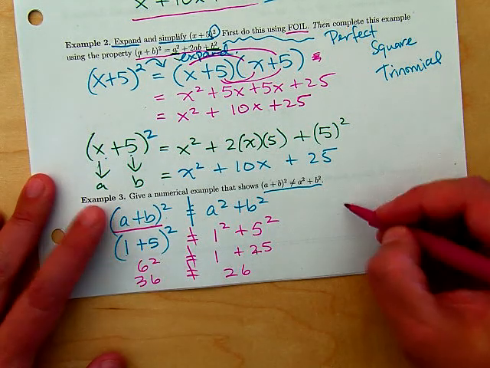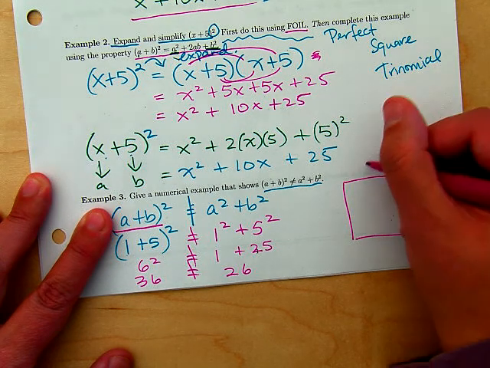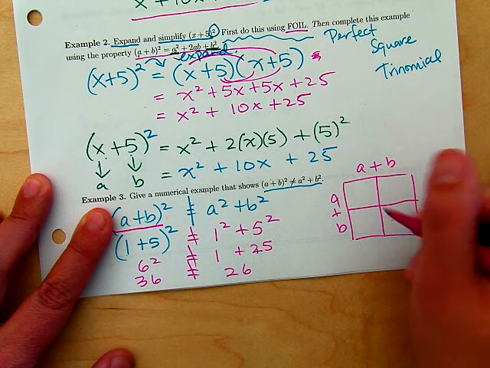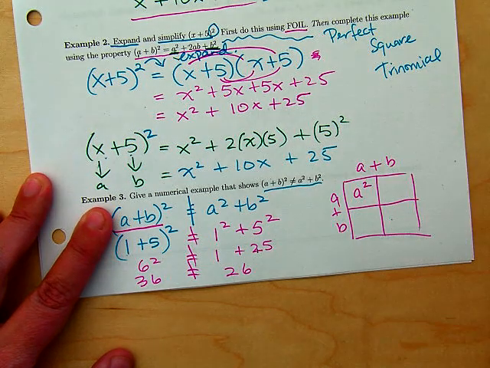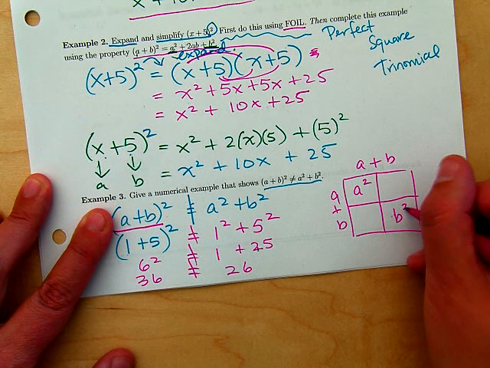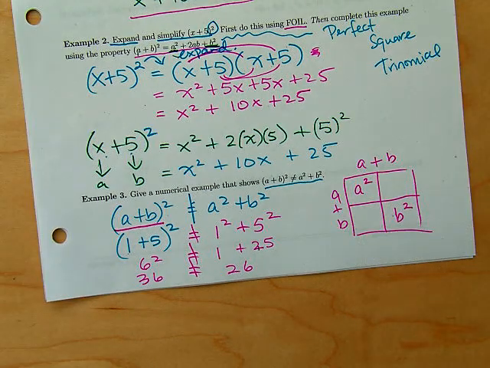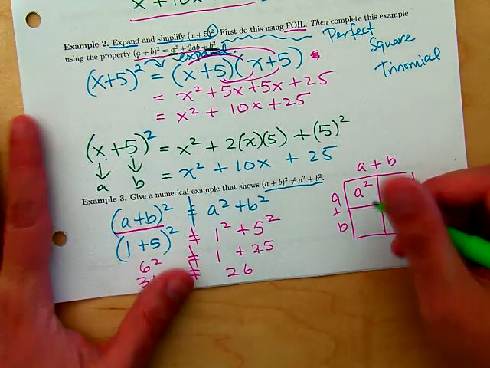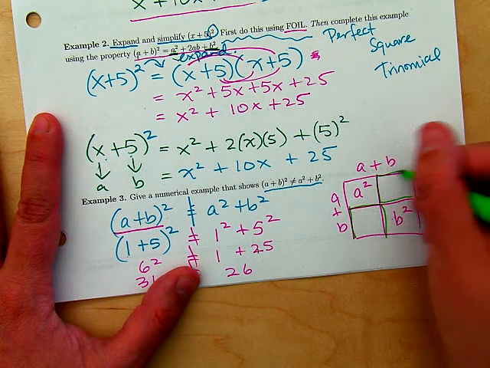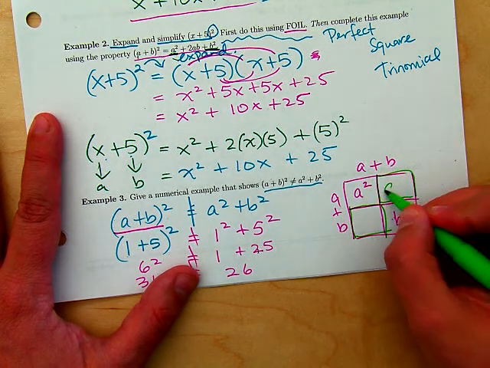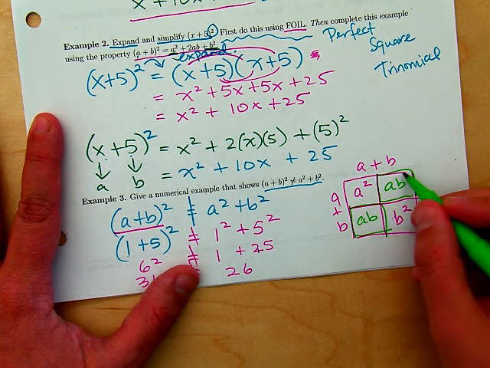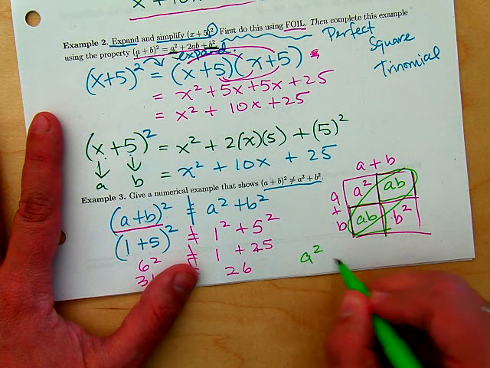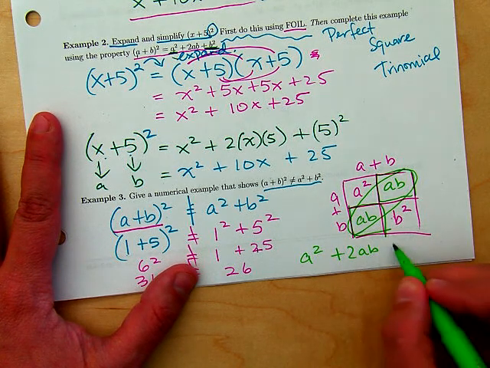So one of the biggest misconceptions is people see this and they think they can just square both of them. But what you're going to notice, if you go a plus b times a plus b, is that a times a is a squared, b times b is b squared, but what are we missing here? We're missing these 2 pieces, which are, this is ab and this is ab. How many abs do we have? Yeah, so that's why it would be a squared plus 2 times ab plus b squared.